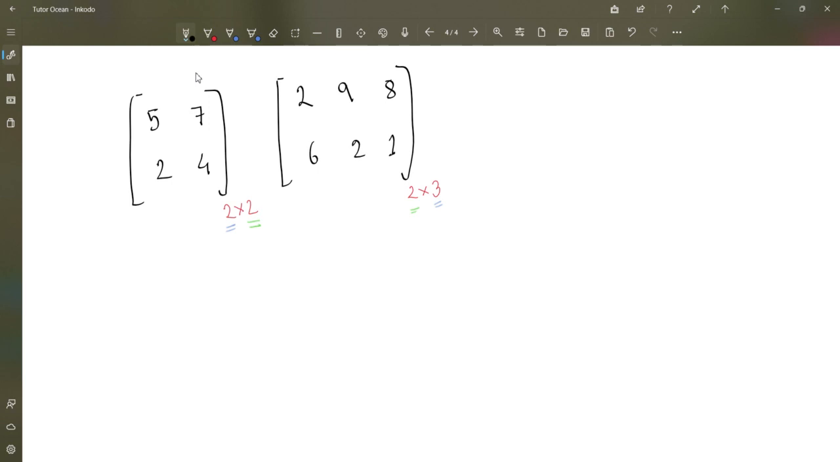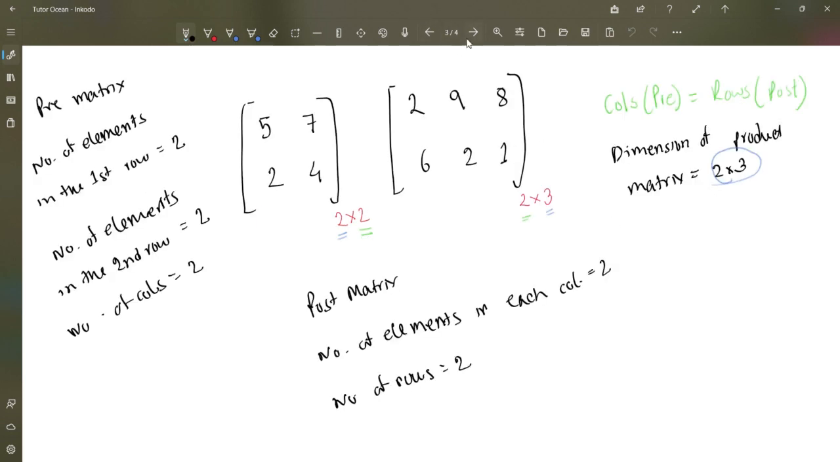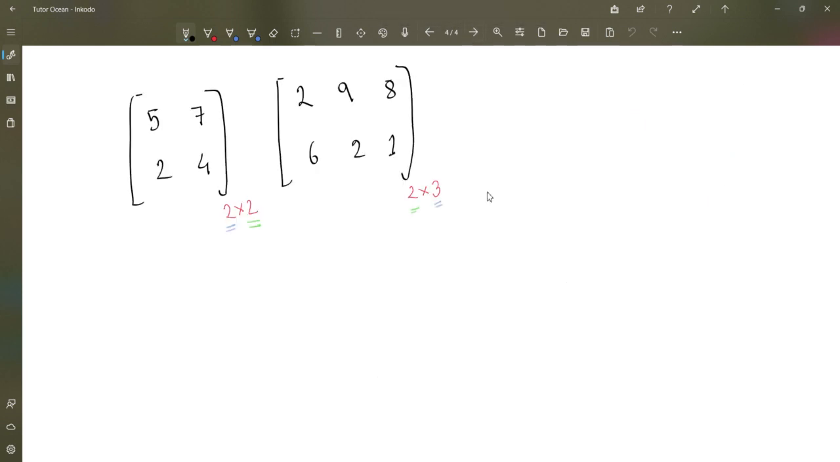Okay, now since we have analyzed all the information, sorry for the little delay, let's start our multiplication. As we have already predicted, the product matrix should have a dimension of 2 into 3. We predicted that using the dimensions of the pre and post matrix. So let's write our matrix as 2 into 3. A 2 into 3 matrix is rectangular, obviously, so let's write it in a rectangular shape.